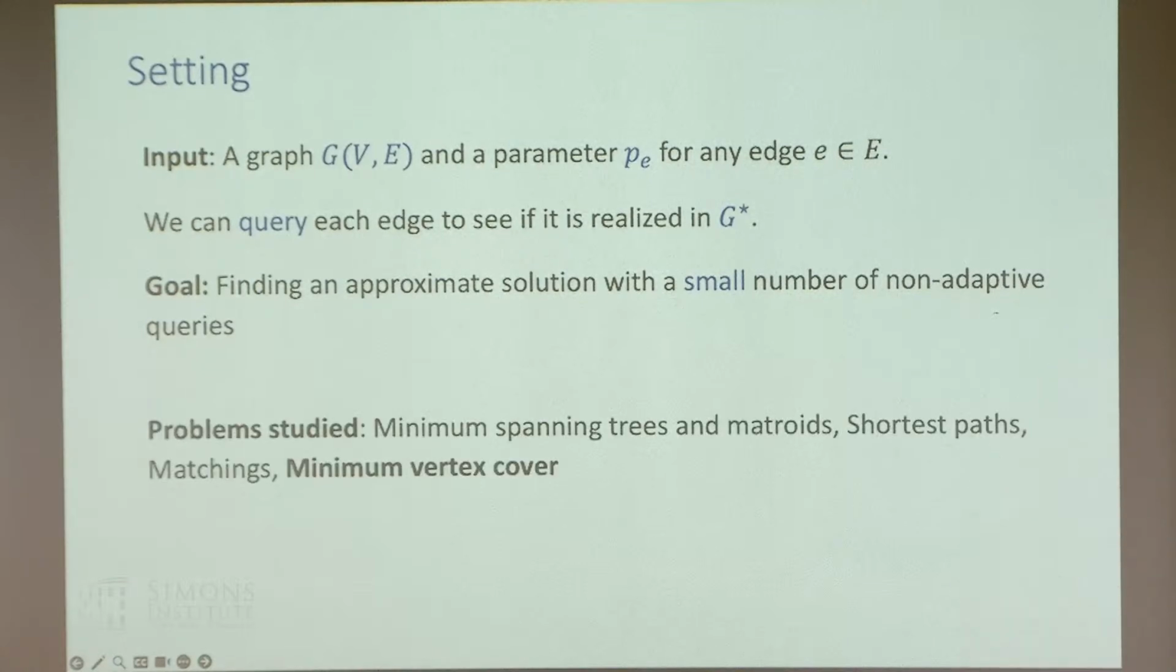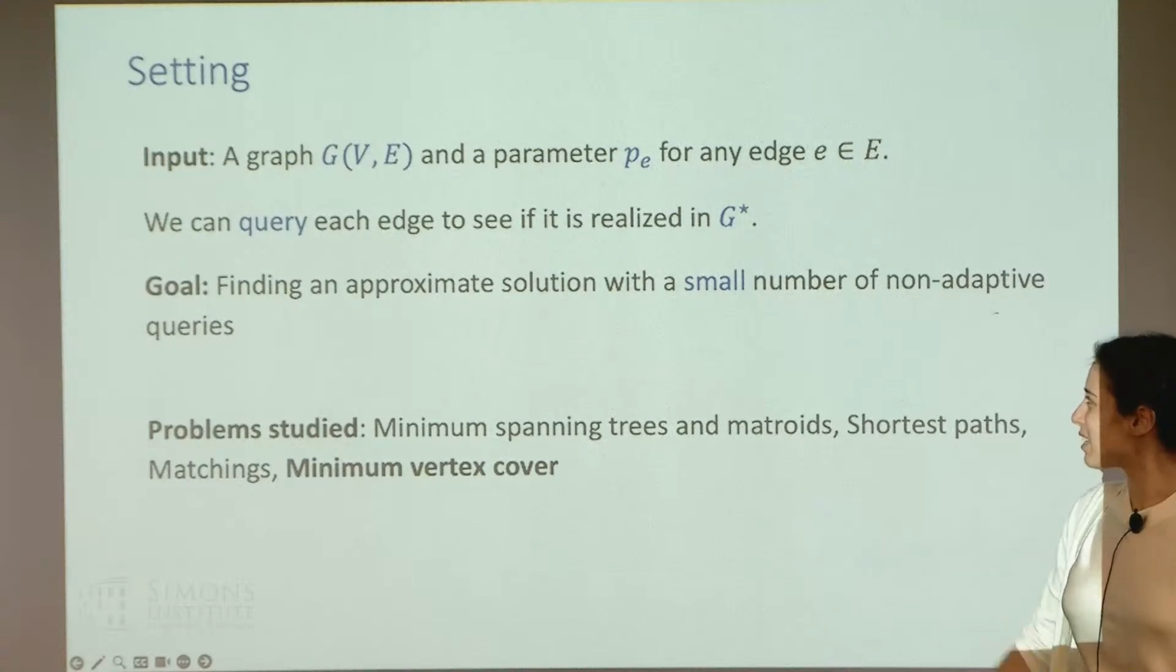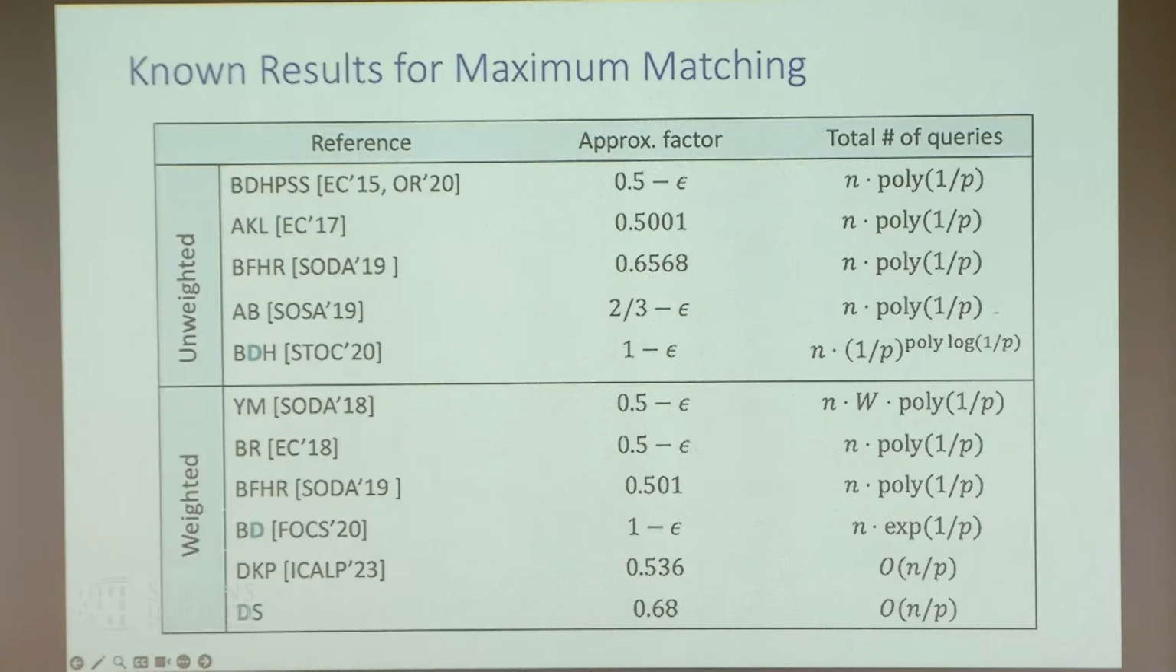The problems studied in this model are spanning trees and shortest path. The most studied one is maximum matching. I'll show you a list of results. And the one I'm going to talk about today is minimum vertex cover. Matching is also the one most closely related to minimum vertex cover, so I'll just briefly show you a list of results.